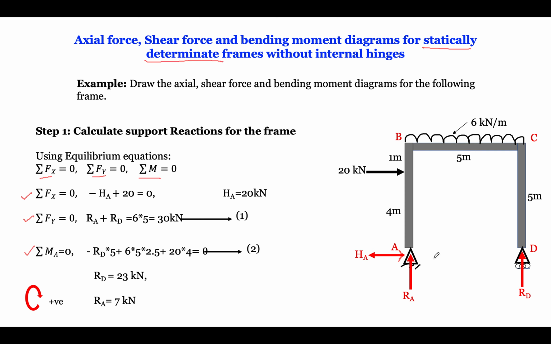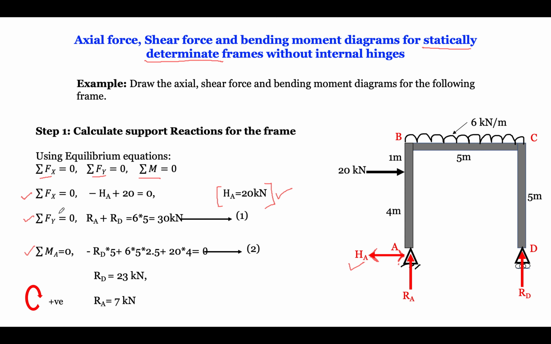If HA also goes towards the right direction, we will automatically get a negative answer for this. Means if we show it in this direction, we can write HA plus 20 equals 0. So we will get HA equals minus 20. That itself shows that HA is not actually acting like this, but its real direction is this way. So we can get this direction and arrive at this answer. So we get the horizontal reaction at A as 20 kilonewton.